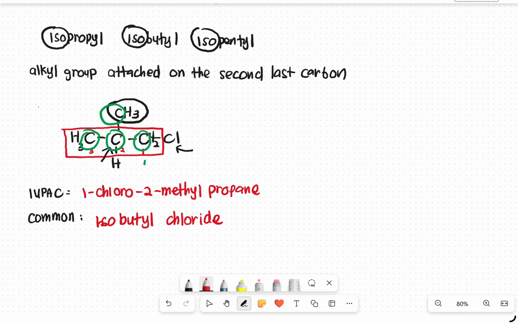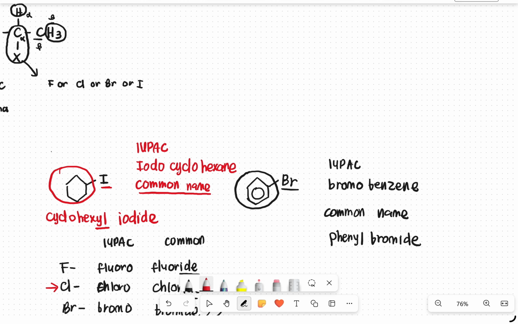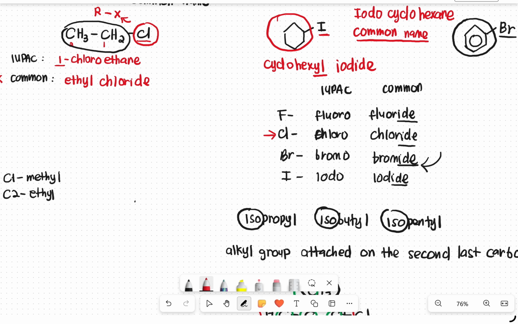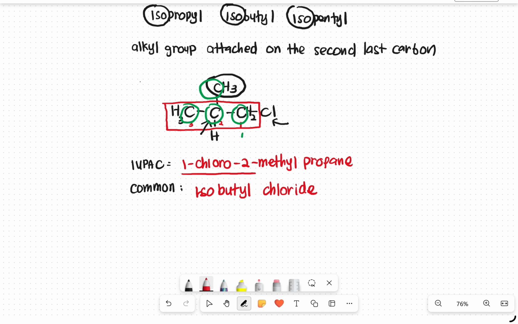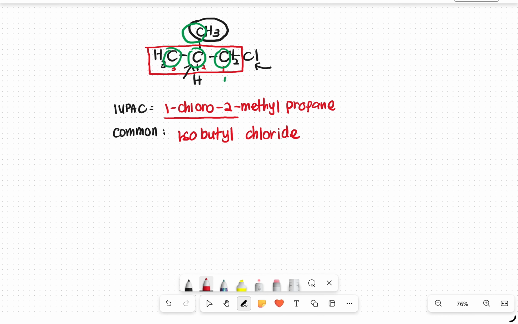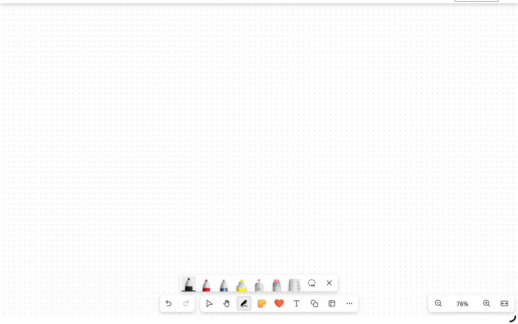No need for you to name using a numbering system like IUPAC. You just have to identify the type of alkyl group attached. If it is a normal one like this, it's easier. This is easy because there's no substituent attached on carbon number 2, 3, and so on. But if there are substituents attached like this, you have to use iso, tertiary, secondary, sec-butyl, and so on. So this is iso. Again, another iso.